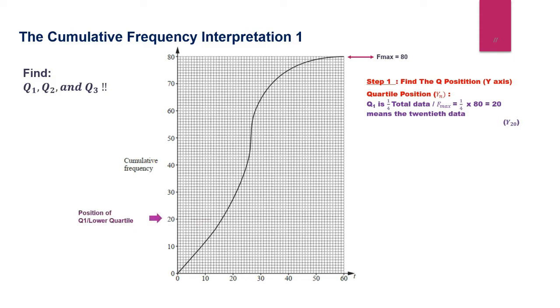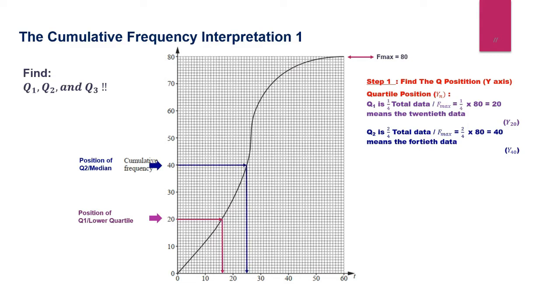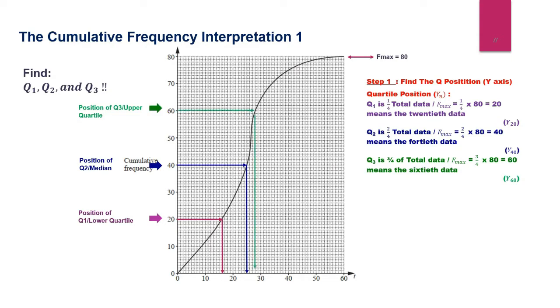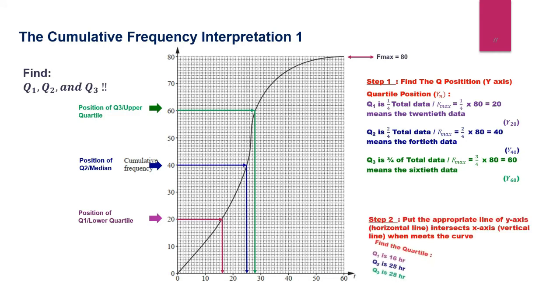Look at the purple one. When Q2 goes to the purple one, you'll find the x-axis. And the blue color is Q2, the 40th data, and the green color is Q3. Okay, on the diagram you'll find the Q1, Q2, and Q3 on the x-axis. Very simple, right?